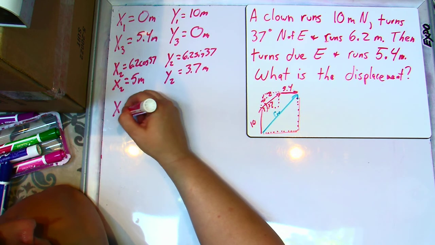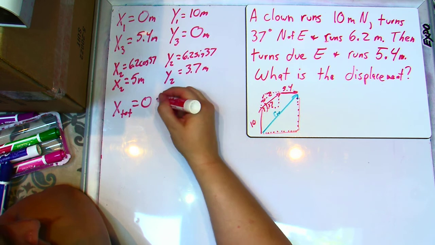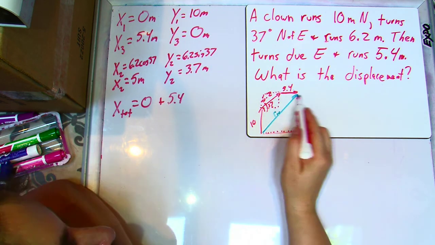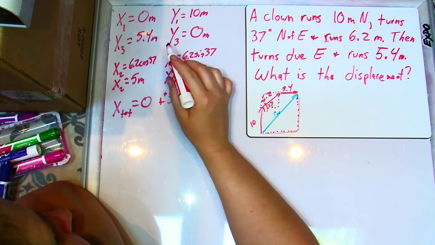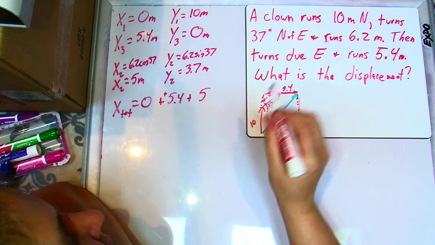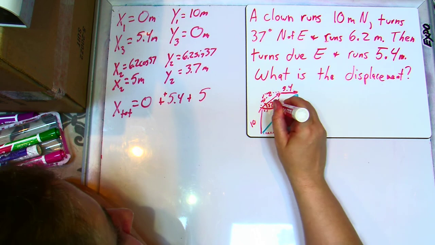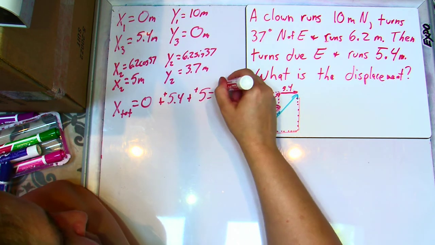All right, so x total equals 0 plus 5.4, and 5.4 is heading to the east, so it's positive, plus 5, and that's also heading to the east, so that's also going to be positive. That equals 10.4 meters.